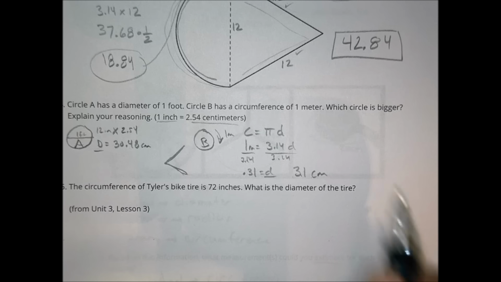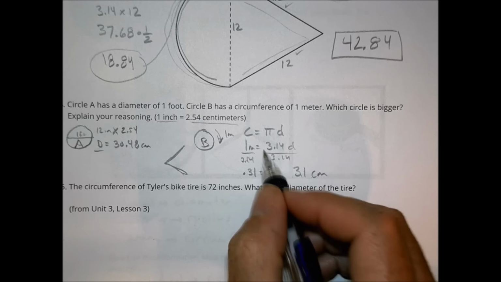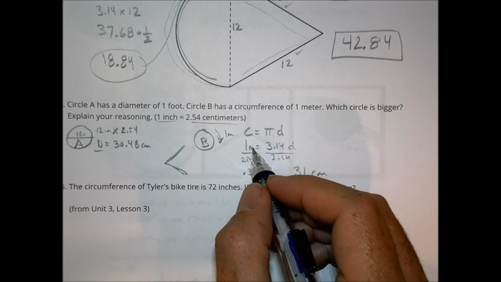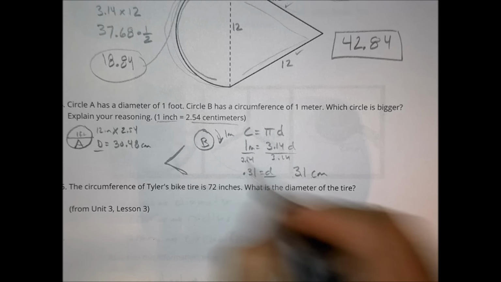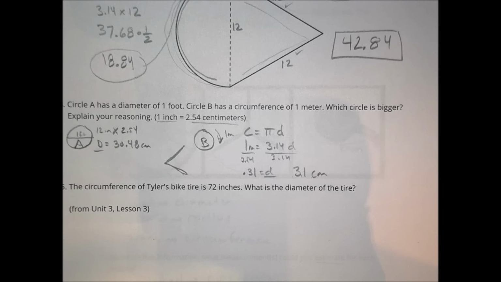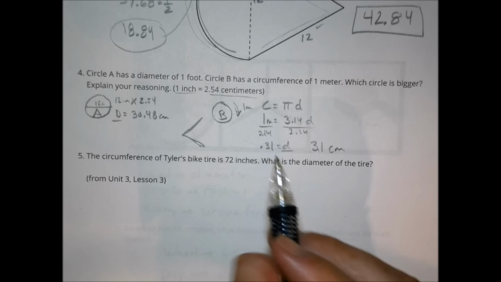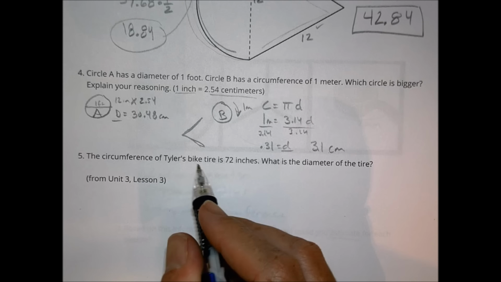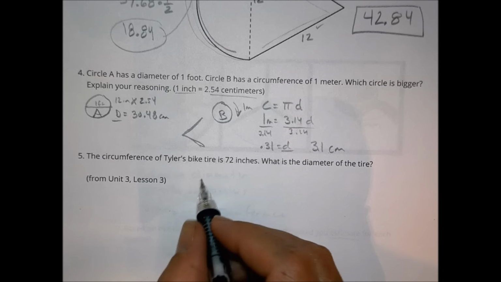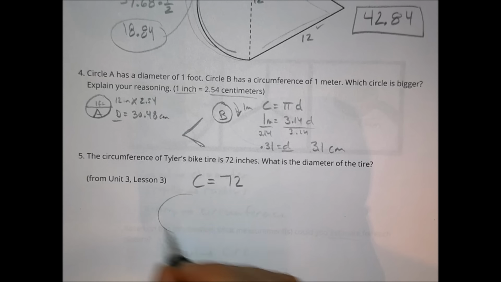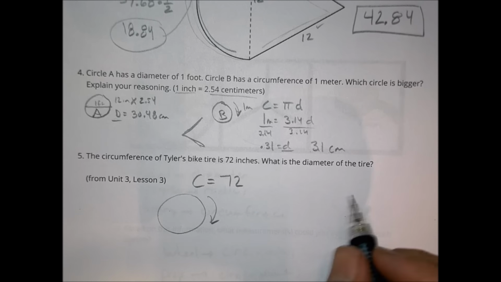But you have to do some conversions and stuff to convert inches to centimeters, and then also be able to turn your meters into centimeters again and figure that out as well. So a little bit complicated, any more than what you might be ready for number 4. Next one, number 5. The circumference of Tyler's bike tire is 72 inches. So circumference, in this case, is 72 inches. So here's a tire and going around 72. What is the diameter?